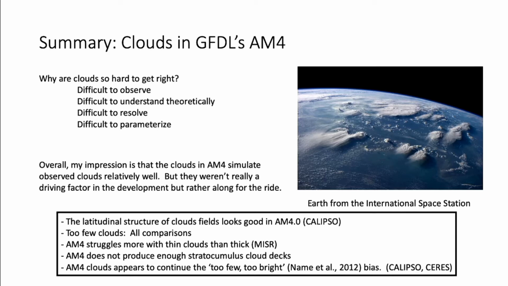And then there's this well-documented problem called "too few, too bright." It comes from initially a study in 2012. That should be NAM, not NAME. But anyways, their models have too few clouds, but the clouds are brighter than they should be. And so that allows you to get the correct radiative effect. It's not something we intentionally put into the models, but it's how the model responded. And that is still the case.